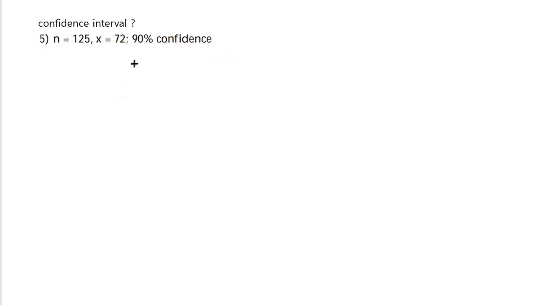Here's a similar question. What is the confidence interval? You're given n as 125, the sample size, and x is 72, so the point estimate will be 72 over 125, and then you have to gradually find the margin of error and then figure out the confidence interval. Alright, so let's begin by first calculating p hat, which is 72 divided by 125.